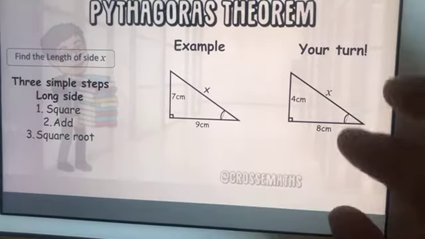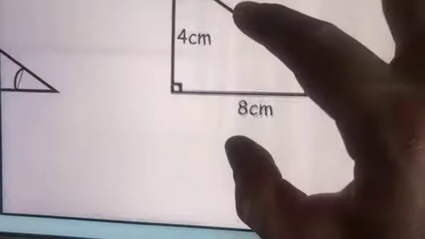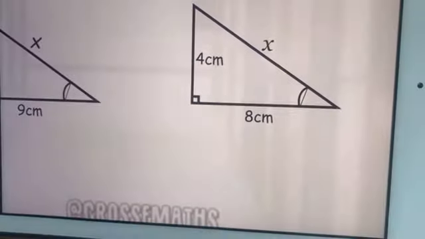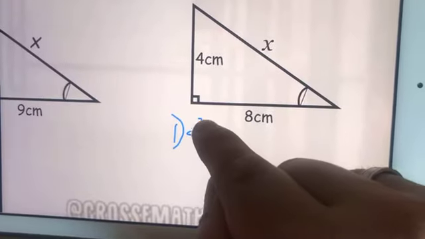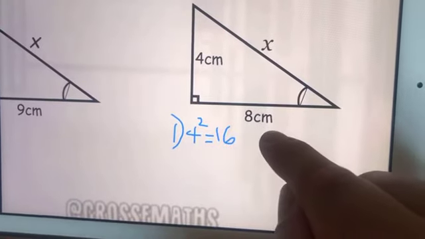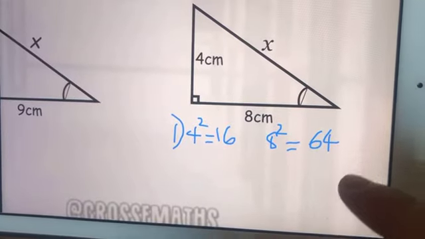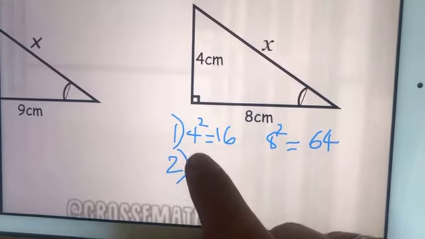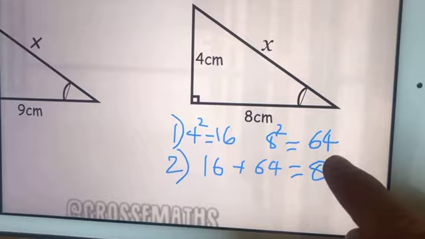Right, guys, so very quickly, I'm just going to go through this one on the left. We want to try and find what x is. So my 3 steps every single time. Step 1, I'm going to square both numbers. So 4 squared is 16. 8 squared is 64. Once I'm there, I'm going to do step 2, which is add them together. 16 plus 64 gives me 80.